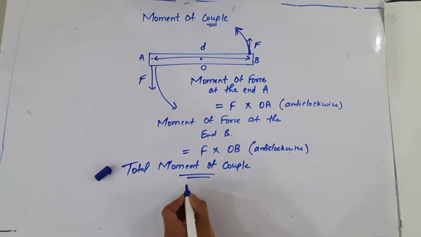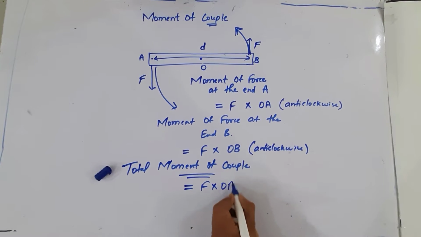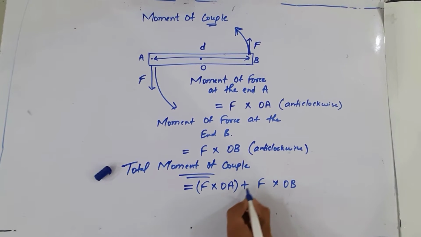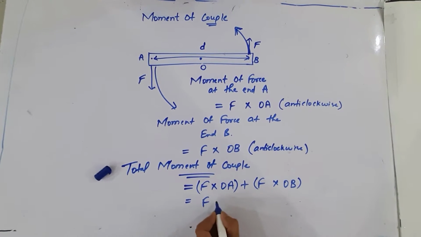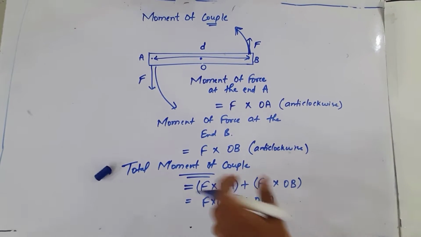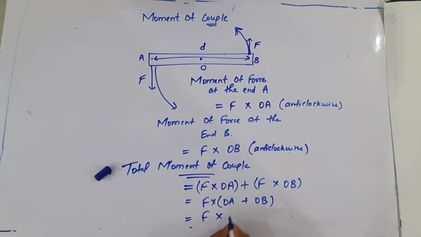So we have to add the moment of both the forces, that is F multiplied by OA plus F multiplied by OB. So here in these two parts we can take F common, so it will be OA plus OB, and from the figure we can say this OA plus OB will be AB, so it is force multiplied by AB, and we know the distance AB is D, so it is F multiplied by D, and the direction is anti-clockwise.